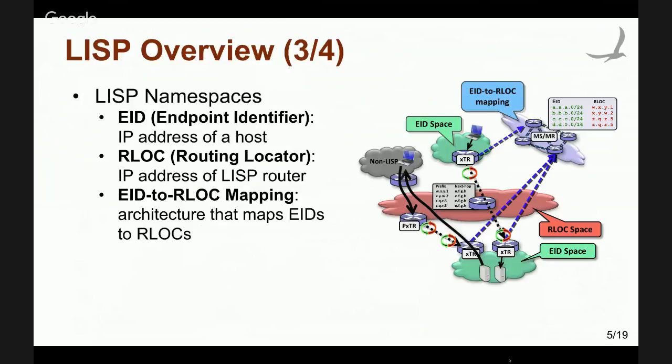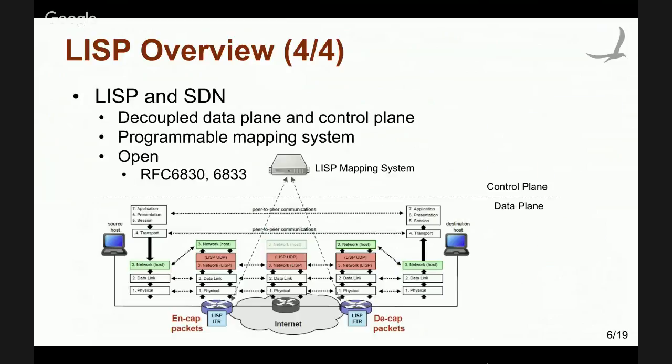I will bring up some terminology that is prevalently used in LISP. Here, the IP address that is assigned to a host we call the endpoint identifier, EID for short. Another IP address is the routing locator, RLOC, and that IP is typically assigned to a LISP router that is typically located at the edge, like an edge switch or edge router. We also have a mapping between the EID and RLOC, and we call that the EID-to-RLOC mapping. Somewhere we need to maintain and manage these EID-to-RLOC mappings.